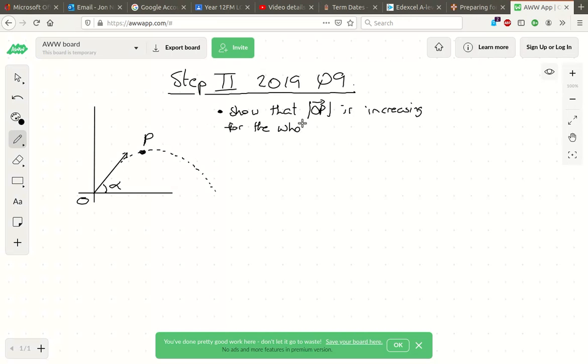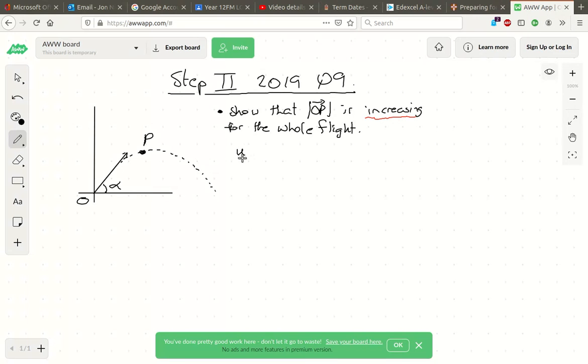Okay. Now, when I see something like that, the distance OP, I'm immediately thinking I need to find the length of the vector. The word increasing makes me think of increasing functions. Increasing functions are functions where the gradient is always positive, i.e. greater than 0. And that's really the two principles that I'm going to use when attempting this question, that and the fact that it's clearly about SUVAT.